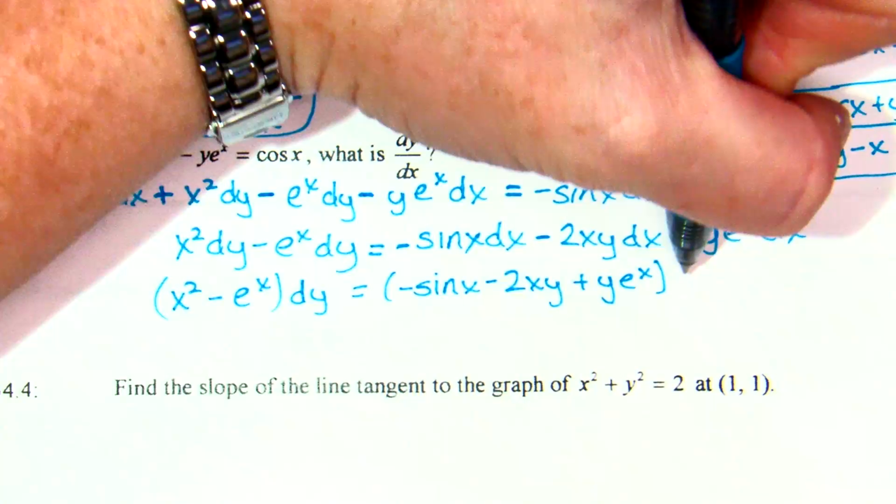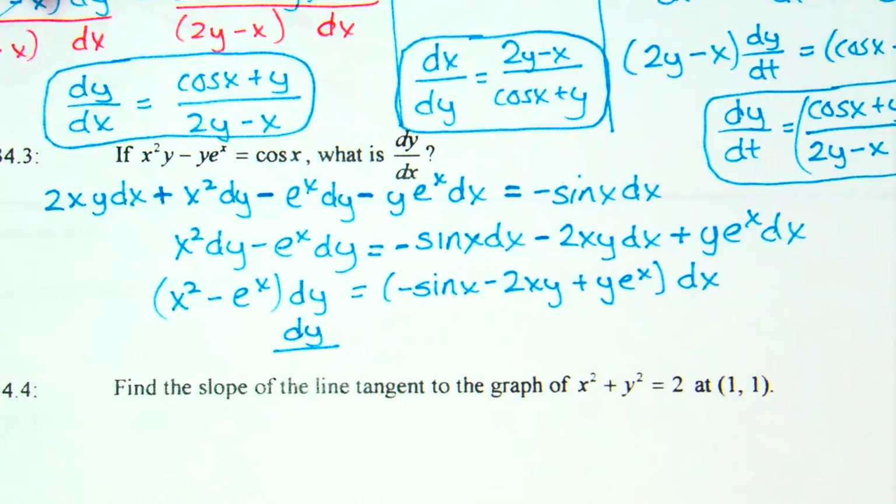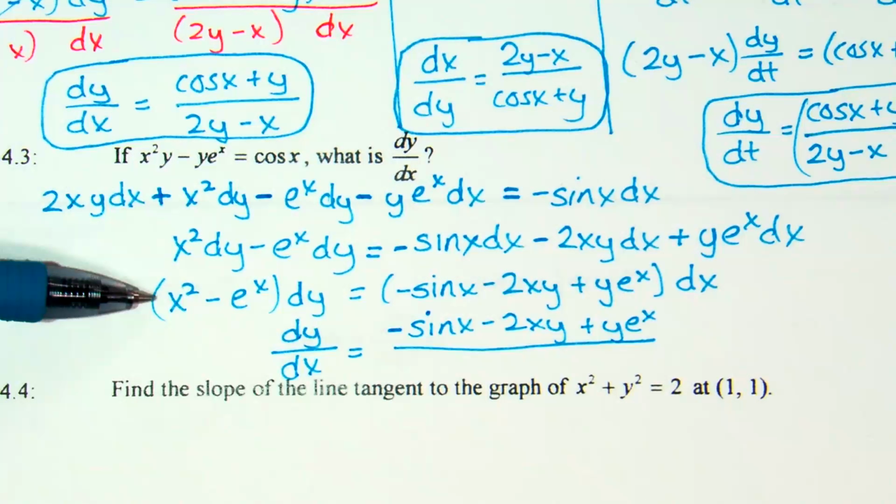Do I need to show the division, or can you see where you're going at this point? We're going to keep the dy, divide the dx over, yes? What's going on top of my answer? That negative sine x beginning one that's already over there on the right, so negative sine x minus 2xy plus y e to the x divided by, what am I dividing by? X squared minus e to the x. So I was trying to move away from the dy.